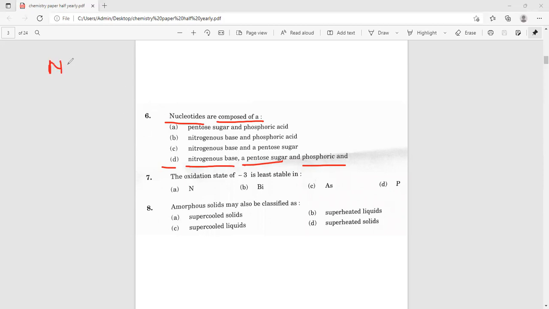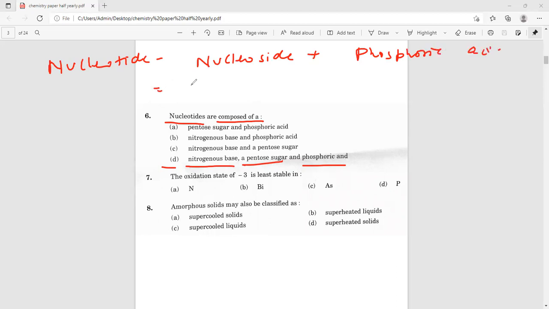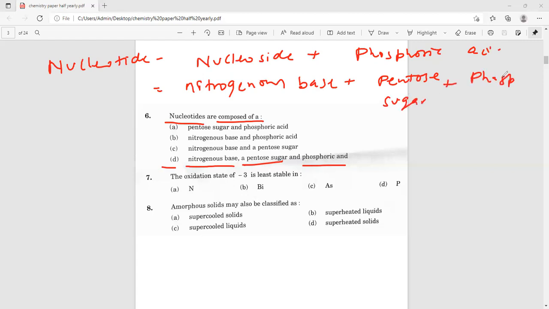Actually, what are nucleotides? Nucleotides means nucleosides plus phosphoric acid. And what are nucleosides? Nucleosides is nitrogenous base plus pentose sugar. So nucleotide is nitrogenous base plus pentose sugar plus phosphoric acid. Then the answer D is right.